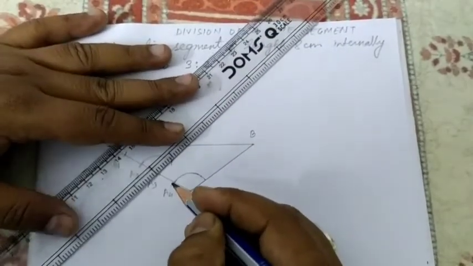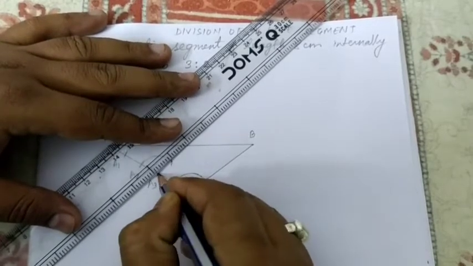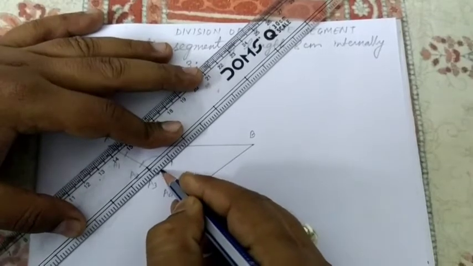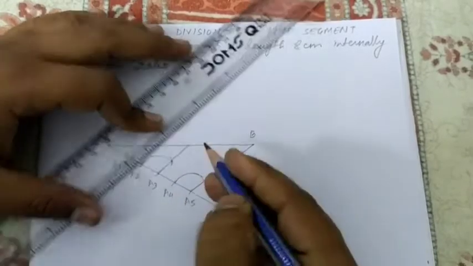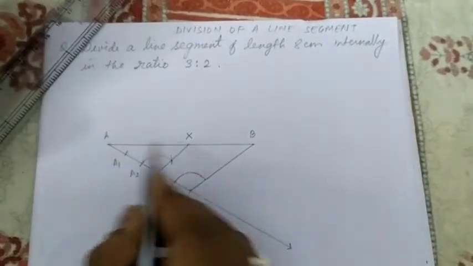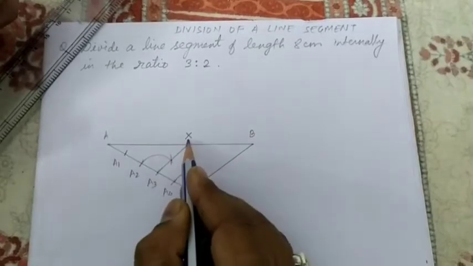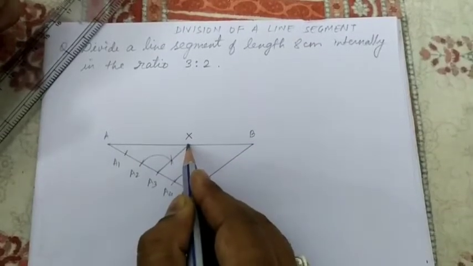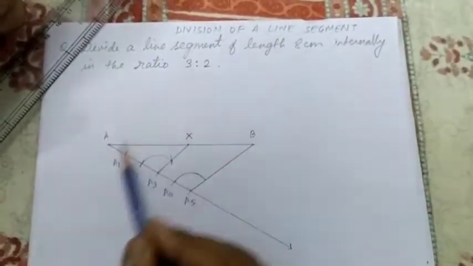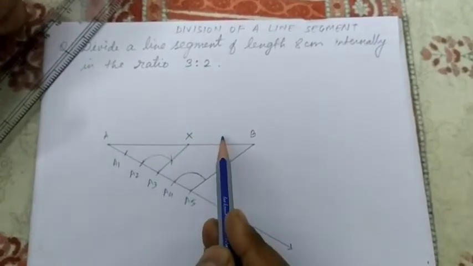So I will do the same thing. I will mark it here also, and I will join a line which will be passing through here, and the point, let's say this is X. So now AB has been divided in 3:2 ratio by this point X. This is how a line segment of 8 centimeter has been divided internally in the ratio 3:2.